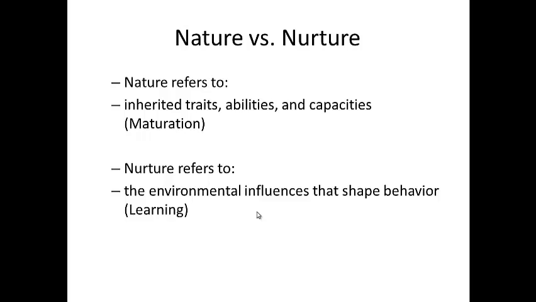So nature refers to changes that are due to inherited traits, abilities, and capacities, and specifically as they relate to development, they are thought to be the effects of maturation. So the genes that we inherit mature, like a fruit on a tree, right? They change due to the passage of time, so that increases in, let's say, your memory performance are due to the fact that your genes change and you mature.